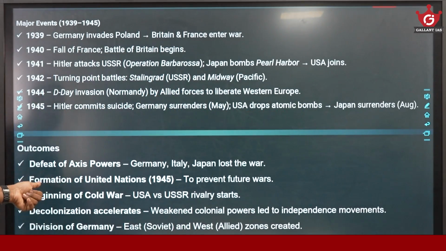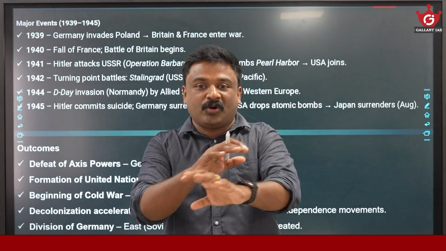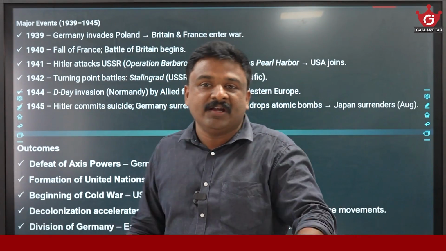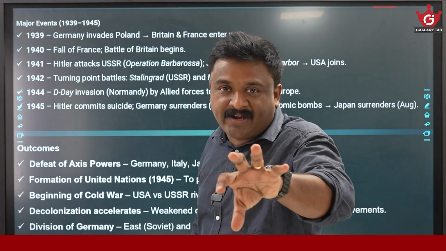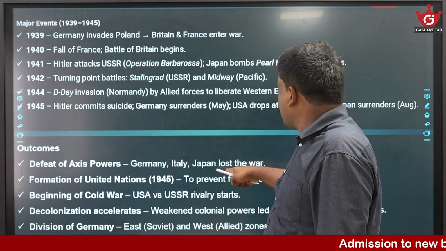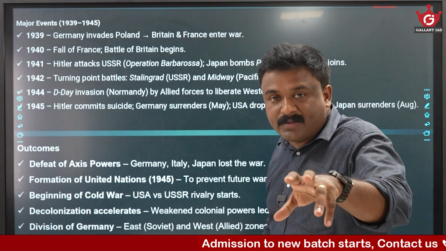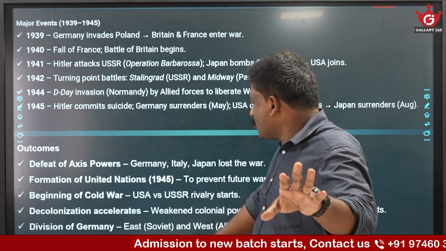Then the major outcomes, please look into this. I'm just giving you the structure, the core contents only, not the elaborated version. The core content that will define your answer. Defeat of the Axis powers: Germany, Italy and Japan lost the war. Formation of the United Nations for future global security and peace, and to prevent future wars.